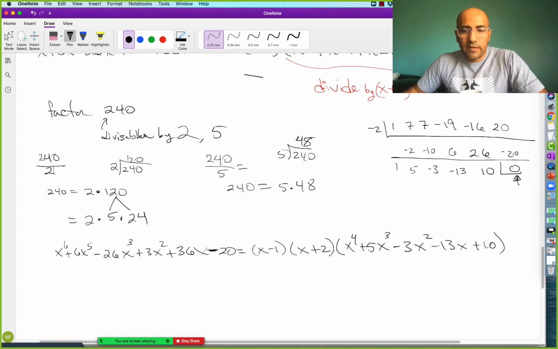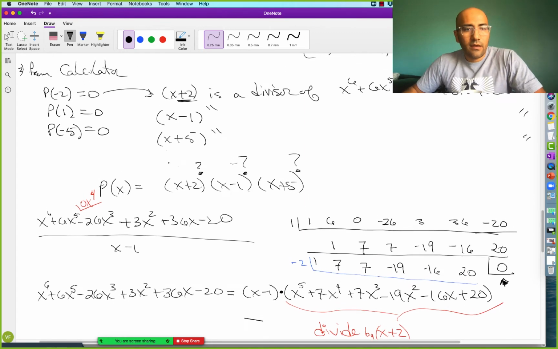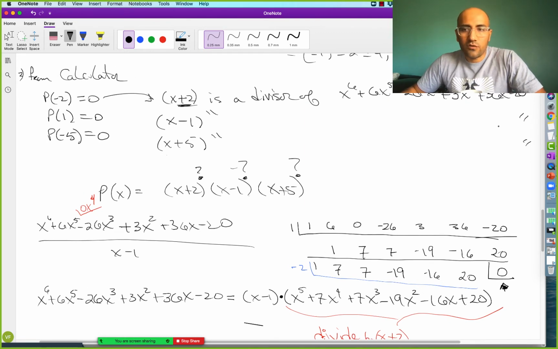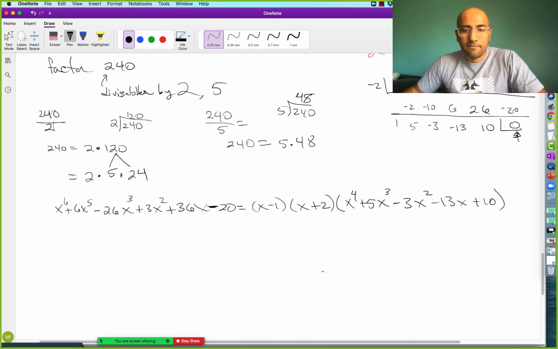Good. Next, we know that x plus 5 must also be a divisor, so let's try that one. From up here, we know that x plus 5 is also a divisor of that, so it must also be a divisor of this. So let's use synthetic division to divide this guy.